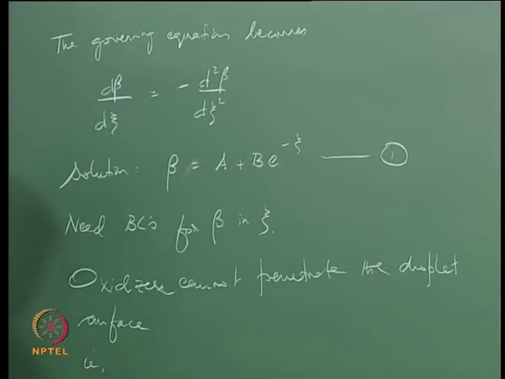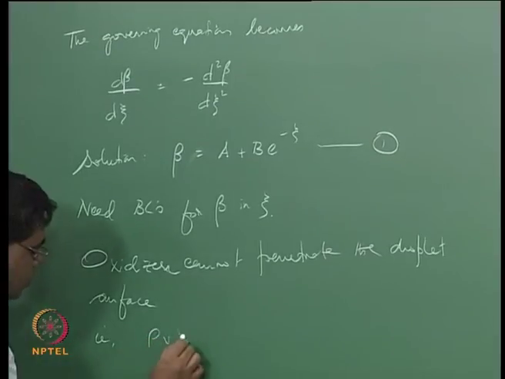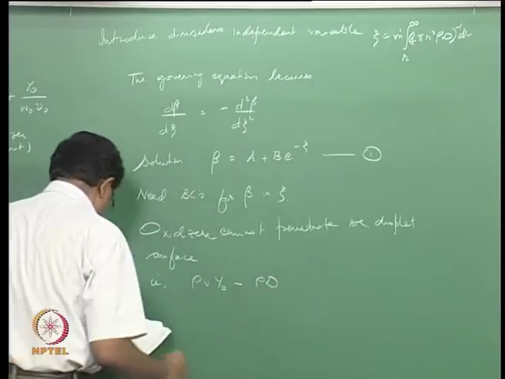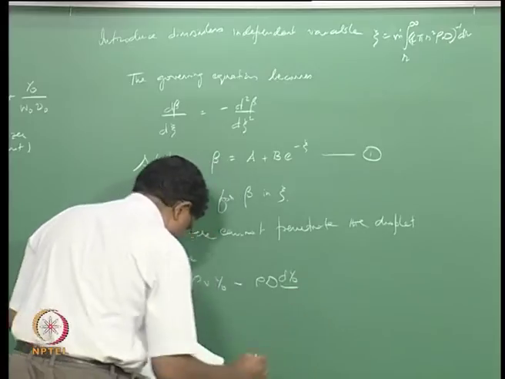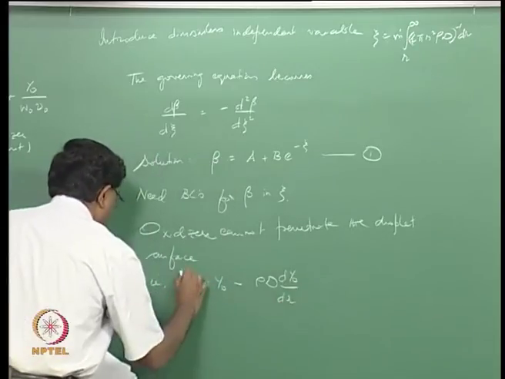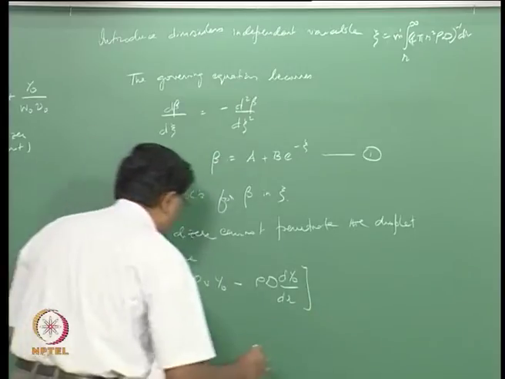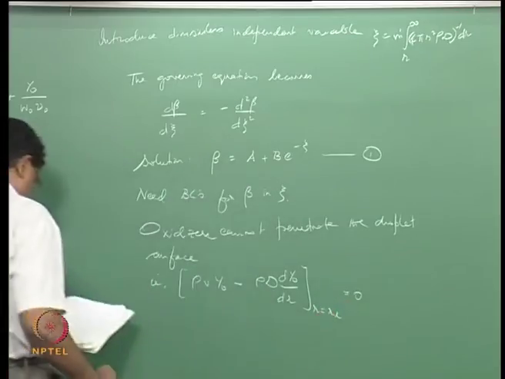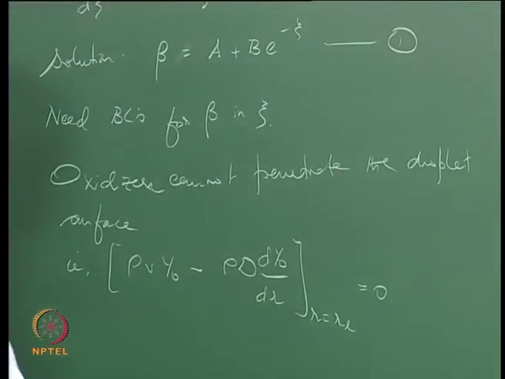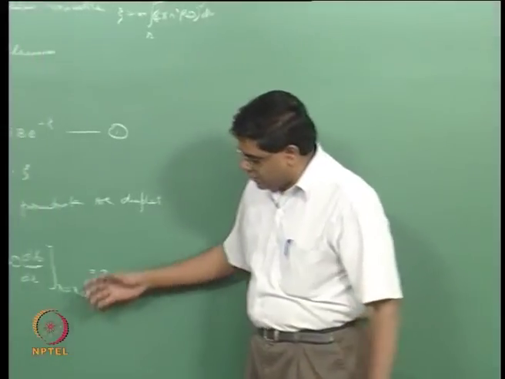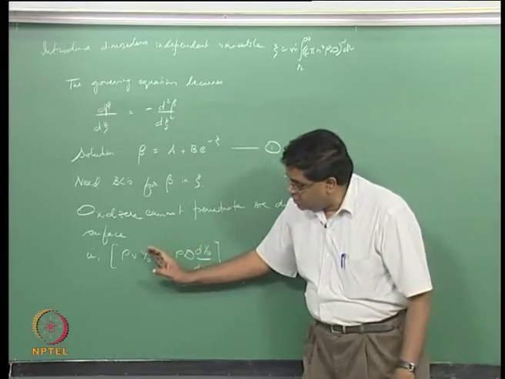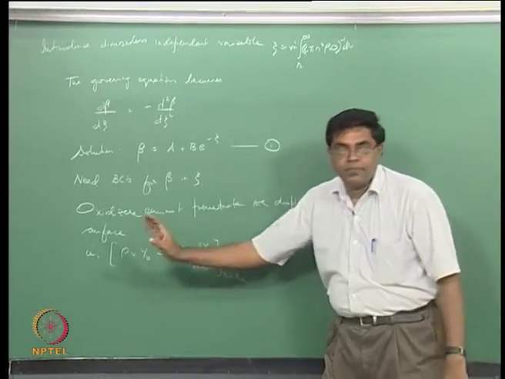That is, rho v Y_O minus rho D dY_O/dr at r equals r_L is equal to 0. This is to say that the oxygen, the gaseous oxidizer, can diffuse only up to the point that the droplet surface vacates by convection.